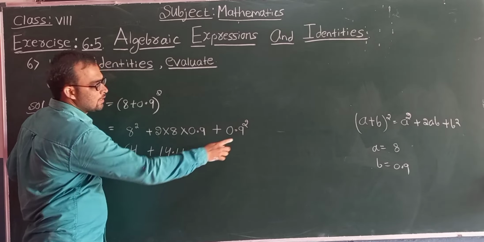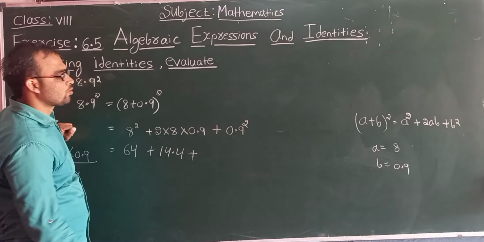So 14.4 plus now 0.9 square. That is 0.9 into 0.9, which will be 0.81. Now when you add all these three, what are you getting? You are getting 79.21. So this will be the solution of the 8th problem.